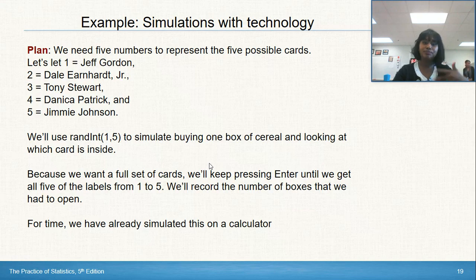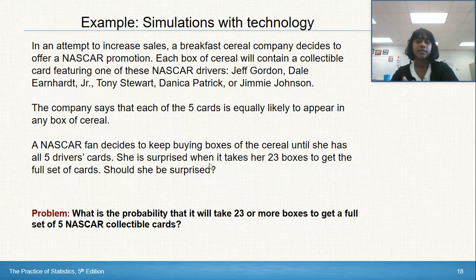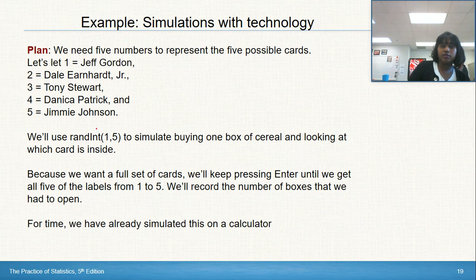So we stated, is it fair? That's part of the problem. What is the probability that it will take 23 or more boxes to get a full set of 5 NASCAR collectible cards? Let's put each driver as a number, and then what we're going to do is use the randint 1 through 5, and that's this little symbol right here.